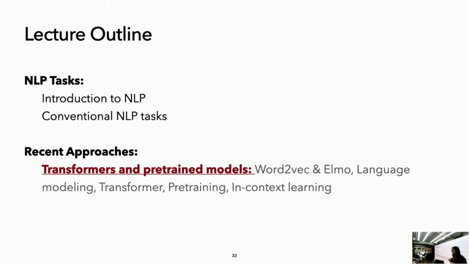Specifically, I want to cover one line of method. That is how we go from word2vec, ELMo, BERT, to transformers, pre-training, in-context learning, and RLHF today. So if you have questions, feel free to just raise your hand, or we can stop every 10 or 15 minutes.